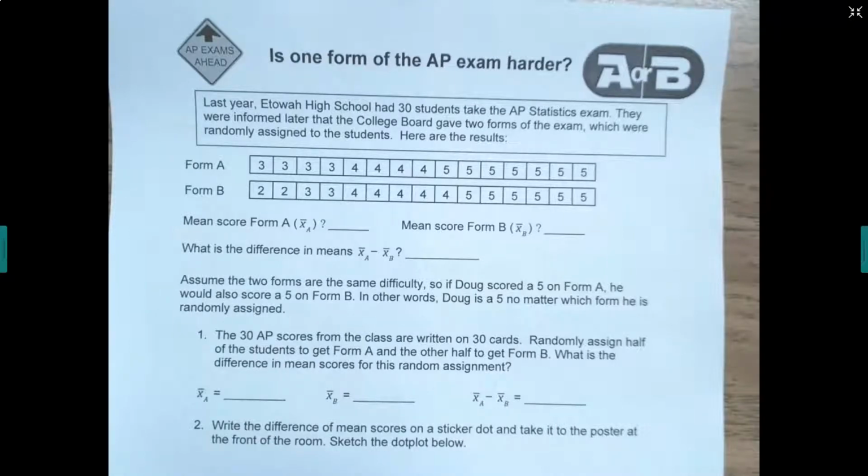In today's scenario, 30 students took the AP exam last year for me. They were informed later that College Board gave them two forms of the exam, which were randomly assigned to the students, and here's the result. On Form A, we had some 3s, some 4s, and a whole bunch of 5s. In Form B, we had a couple 2s, a couple 3s, more 4s, and some 5s, but fewer 5s than in Form A.